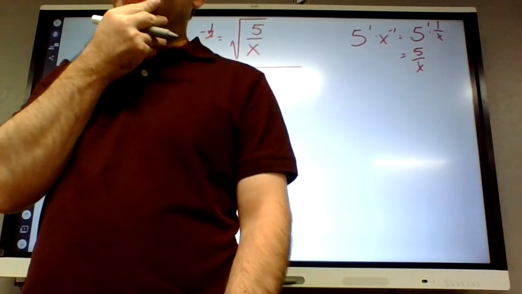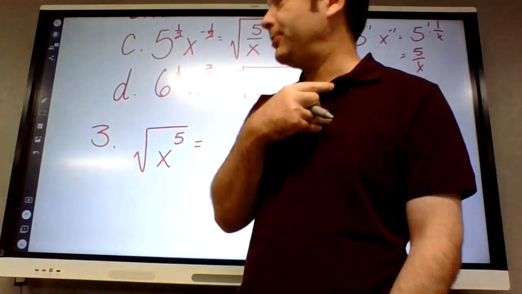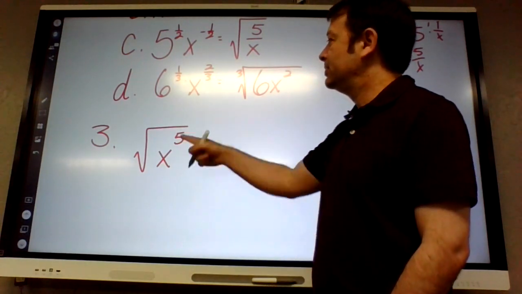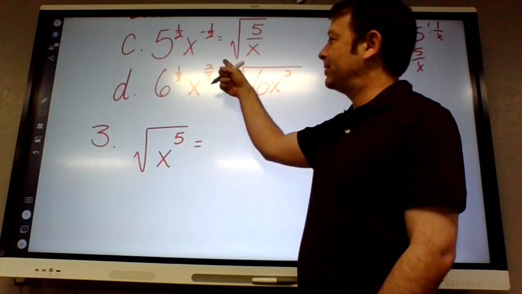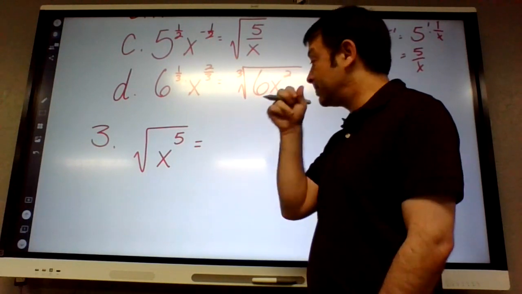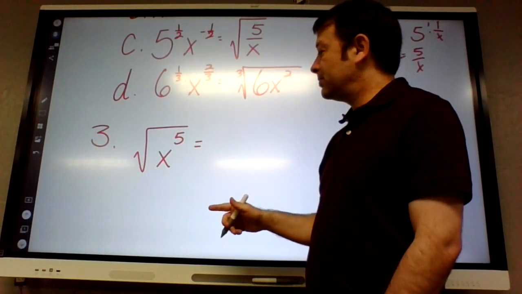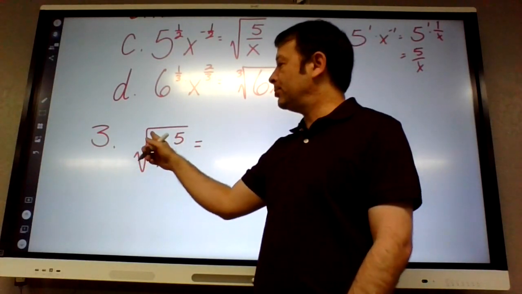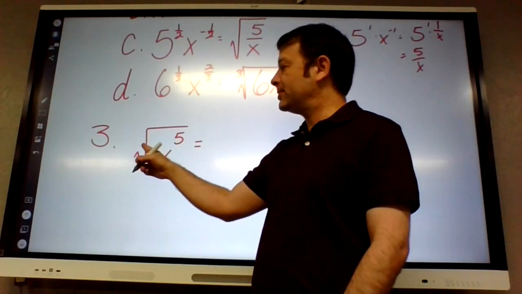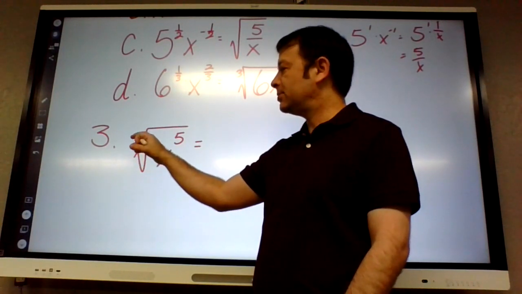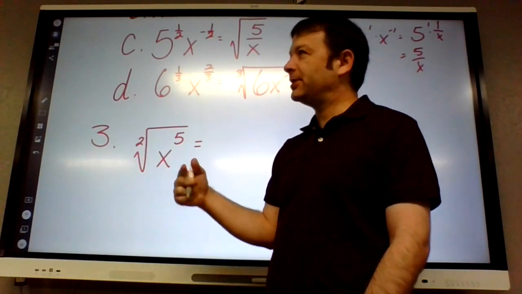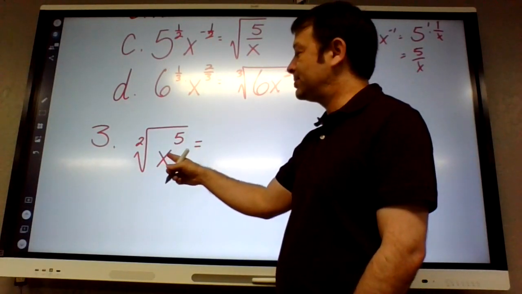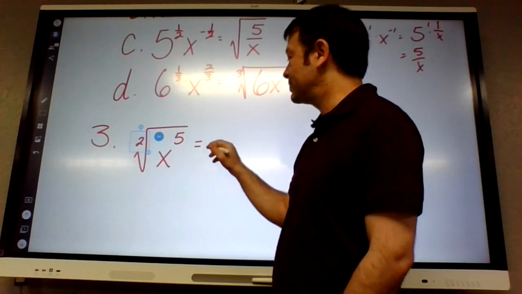Okay, so this one is kind of going the other direction. We're starting with the radical form and we want to change it into exponential form. So all the powers and roots are in the exponent, like the last problem. If there's no root written out here, what's the root out here? 2. Okay, square roots are like invisible 2's. So this is going to be x to the 5 halves.